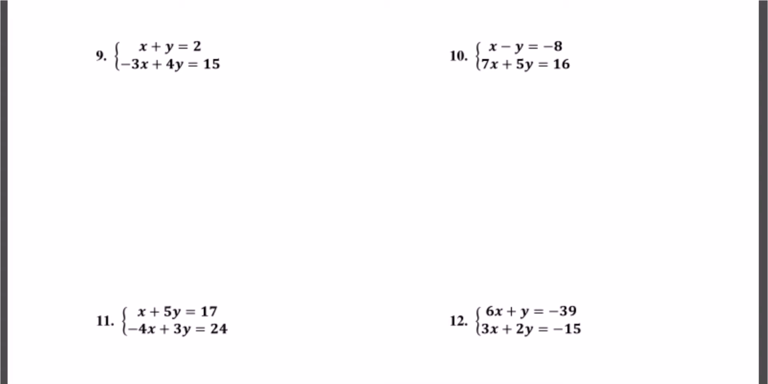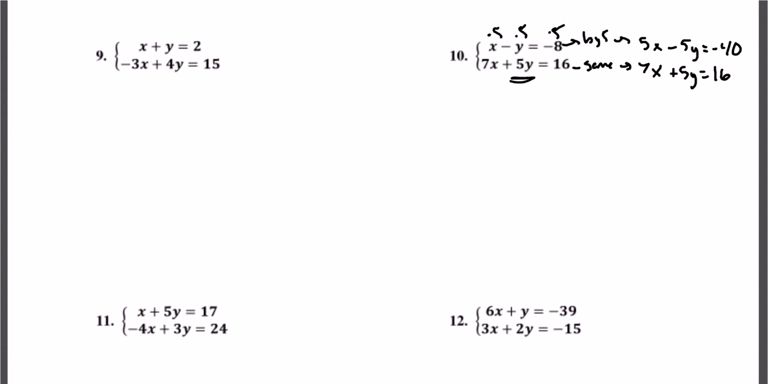Number 10, very, very similar. This time I'm going to get rid of the y's because the y's already have opposite signs. So I'm going to multiply the top by 5. So the top is going to turn into 5x minus 5y equals negative 40, because remember, I multiplied everything by 5. The bottom is going to stay the same. So it's going to become 7x plus 5y equals 16.